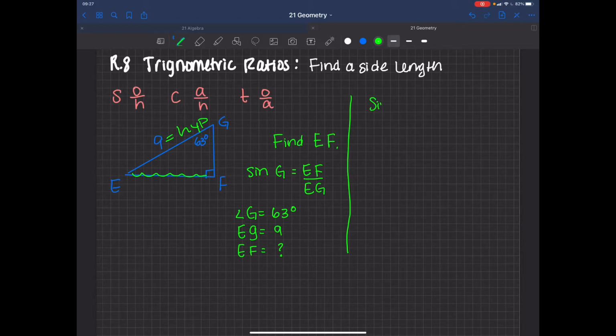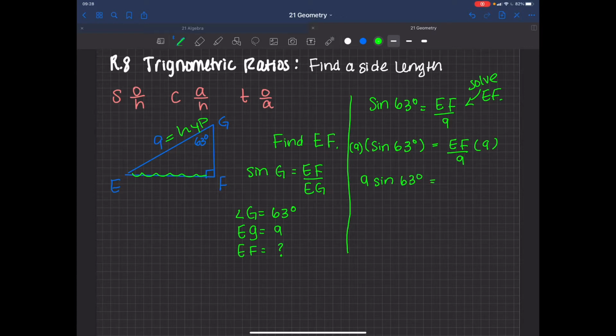So it's going to be sine of 63 degrees equals EF divided by 9. So I want to solve for EF. That means that I'm going to multiply both sides by 9. So sine of 63 equals EF divided by 9. So I multiply by the reciprocal of the denominator, which is going to be 9. So now I say that 9 times sine of 63 degrees is equivalent to EF. And the reason why we can do this is because these 9s are going to simplify.